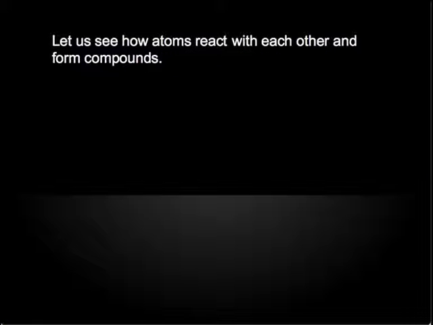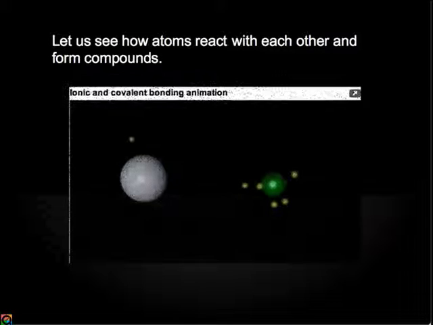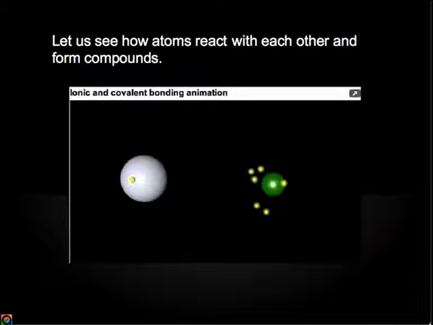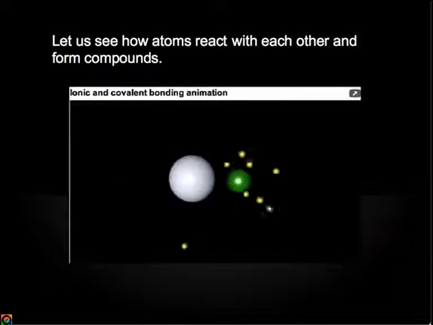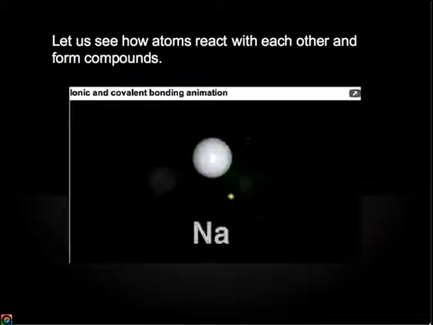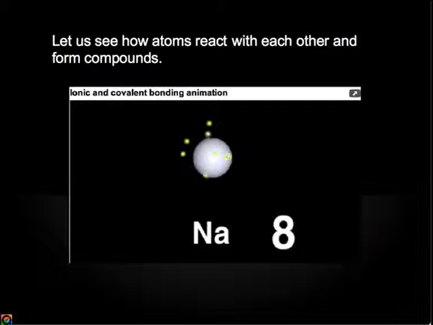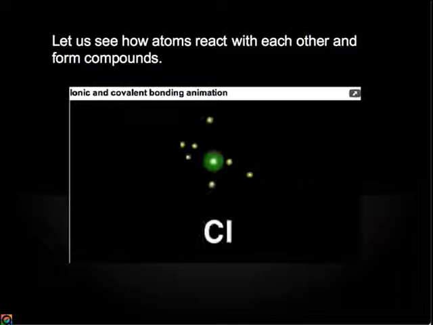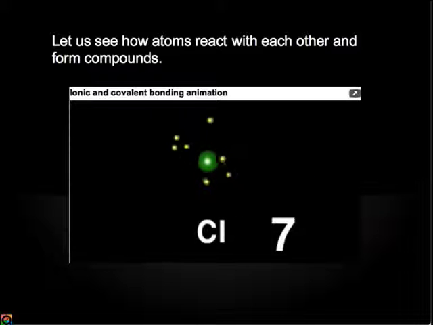Let us see how atoms react with each other and form compounds. Ionic bonding occurs between two atoms when one of the atoms has sufficient strength of attraction to remove an electron from the other atom. A sodium atom has one valence electron, with a stable energy level below containing 8 electrons. A chlorine atom has 7 valence electrons.